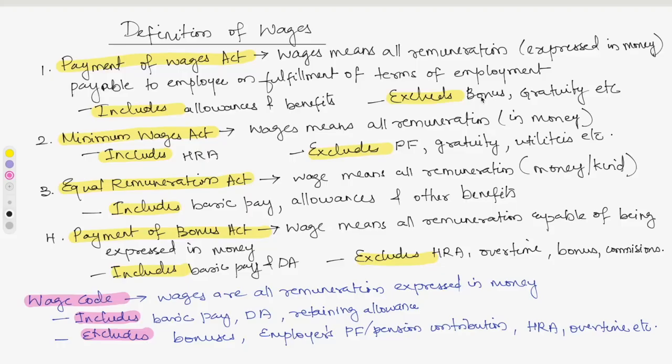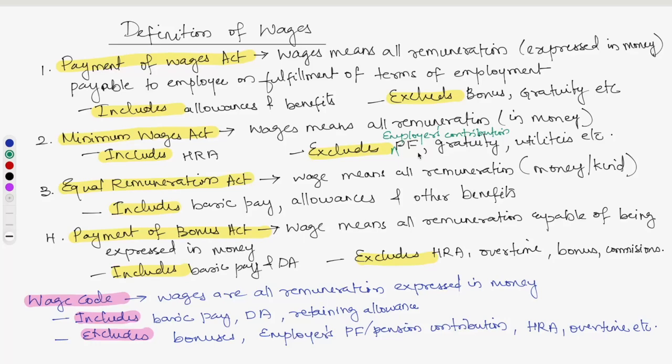Similarly, according to the Minimum Wages Act, wage means all remuneration in money that is payable to an employee if the terms of employment are fulfilled. It includes house rent allowance, but it excludes the value of accommodation, utilities, employer's contribution to pension or PF. So here, when I say excludes PF, I mean the employer's contribution to PF or pensions, the gratuity, all sorts of things.